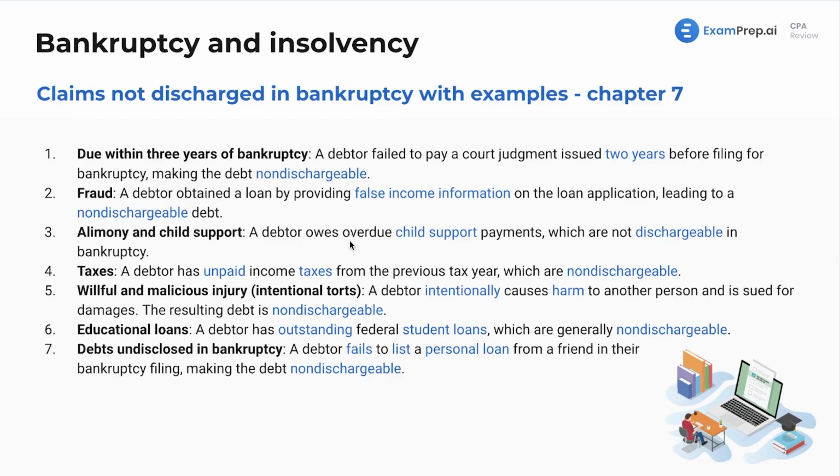So a debtor owes overdue child support payments, which are not dischargeable in bankruptcy. Taxes, a debtor has unpaid income taxes from the previous year. These are non-dischargeable. You also don't mess with the IRS. The IRS is going to get their money one way or the other. So we're going to see these kind of, I'll call them the hard asses. All of these instances of they're going to get their money. They don't care if you're going through the bankruptcy process.